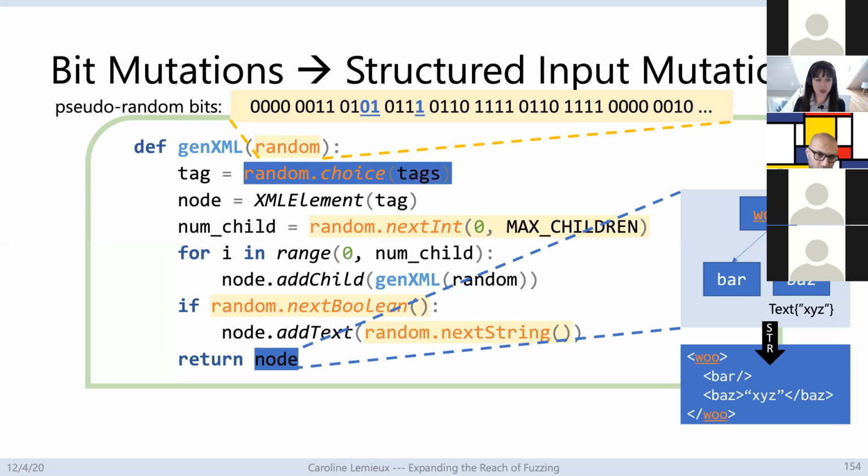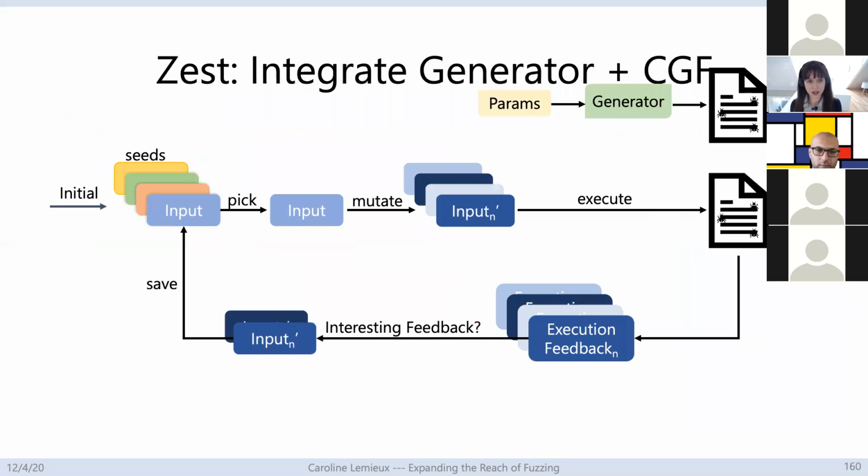For example, if you change bits that were consumed by the random operator that chose the tag for the root node of this XML document, you will get an input that now modifies the tag of the root node. But unlike a byte-level mutation, it does this in a manner that's still structurally sound. So this is the key observation that we leveraged in Zest.